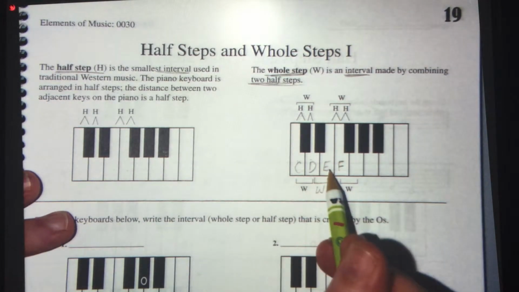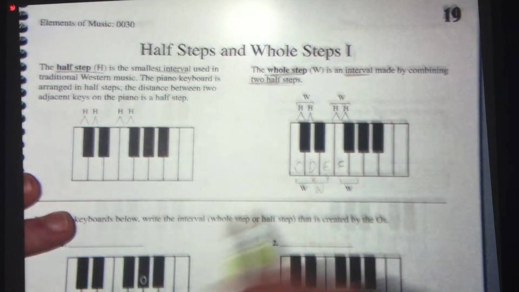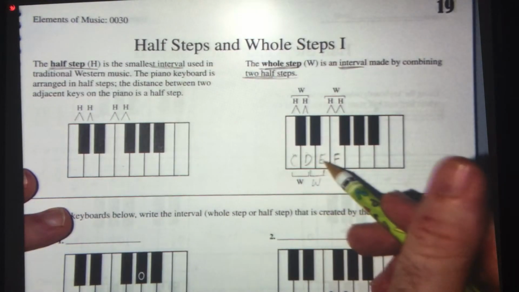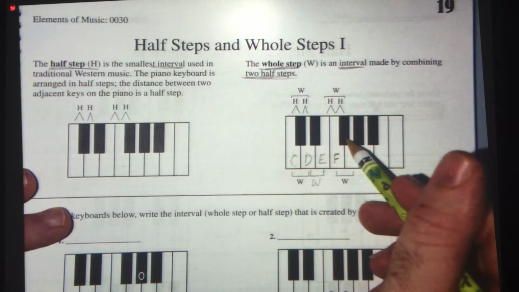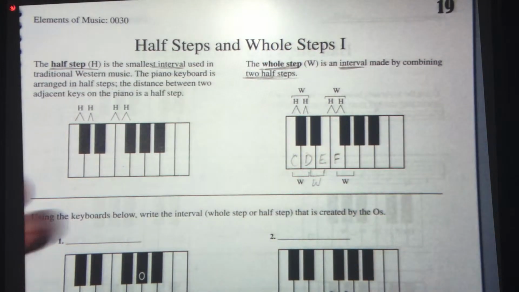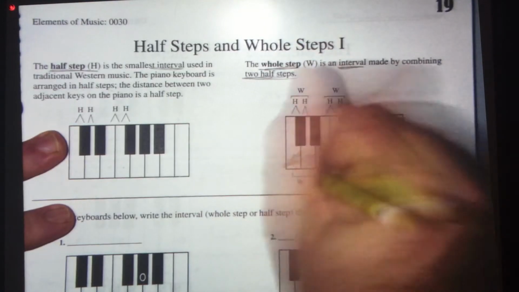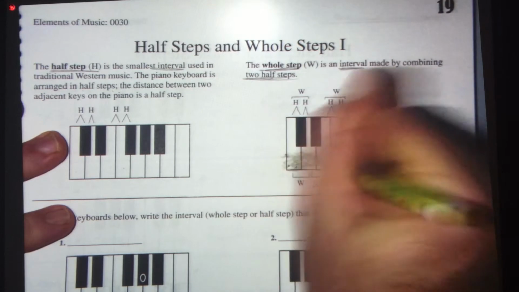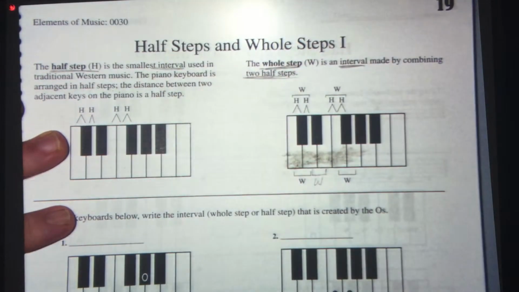So between E and what note would make it a whole step? E, half step, half step. So E to F sharp, also called G flat. That would be a whole step. Okay? Now, we're not going to worry about our note names. You're just going to use the keyboard as a visual instrument to help you answer those.